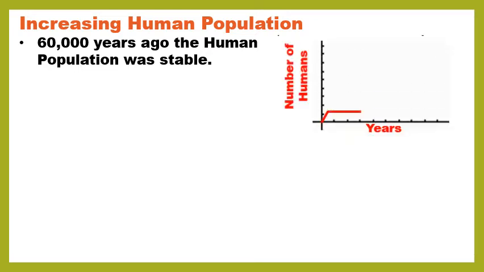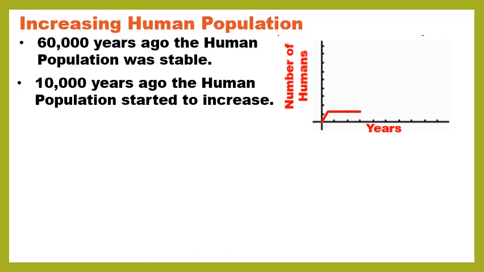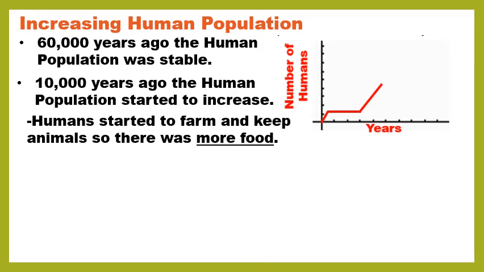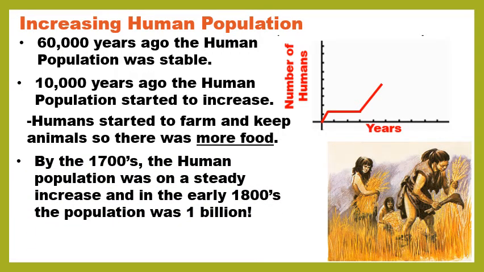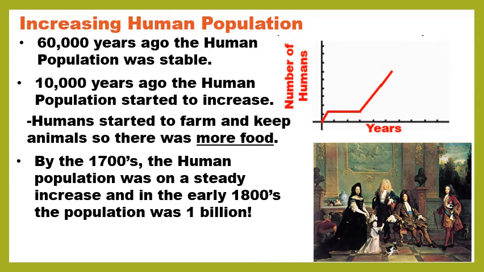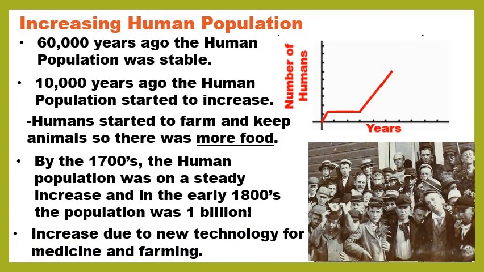All right, here's what stable looks like. And about 10,000 years ago, the human population started to increase. Again, this is because humans started to farm and keep animals, so there was more food. By the 1700s, the human population was on a steady increase, and by the early 1800s, the population was 1 billion. And again, this is because of new technology for medicine and farming. So we see that chart just keep increasing and increasing.